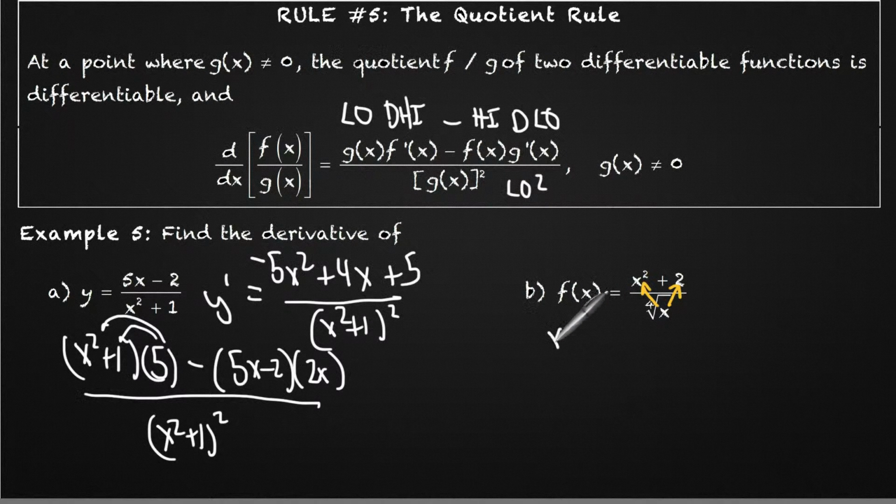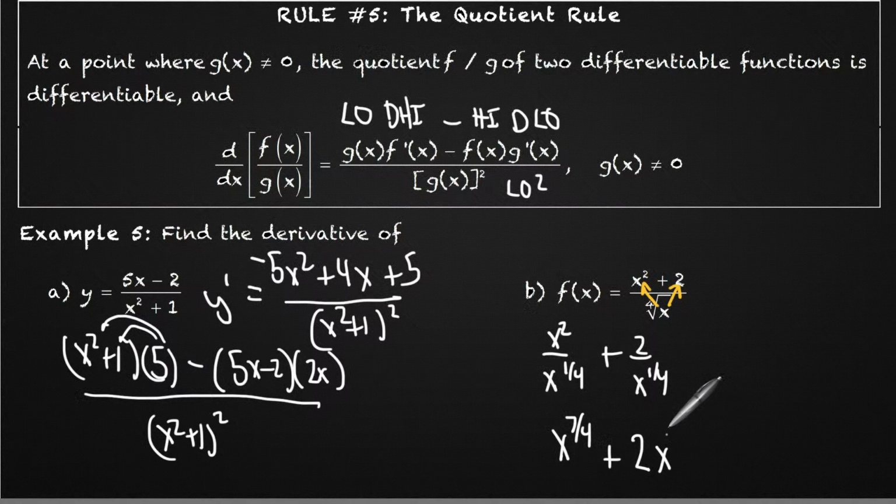So I'm going to split this up into x squared over x to the 1/4 plus 2 over x to the 1/4. Then I'm going to subtract my exponents and get x to the 7/4. And then I'm going to move this up to the top and make it 2x to the negative 1/4. Now all I've done was use a little bit of algebra to rewrite this equation, and now all I have to do is use the power rule instead of the quotient rule. So let's go ahead and do that.